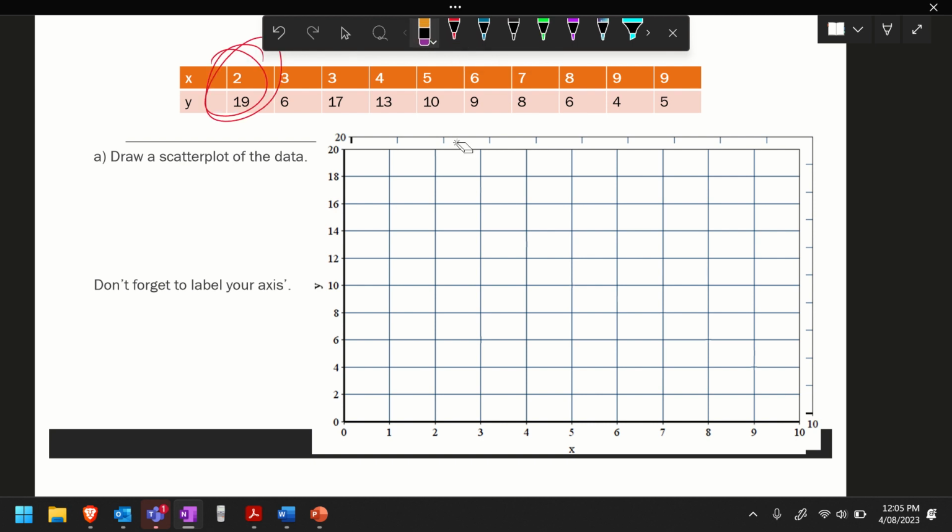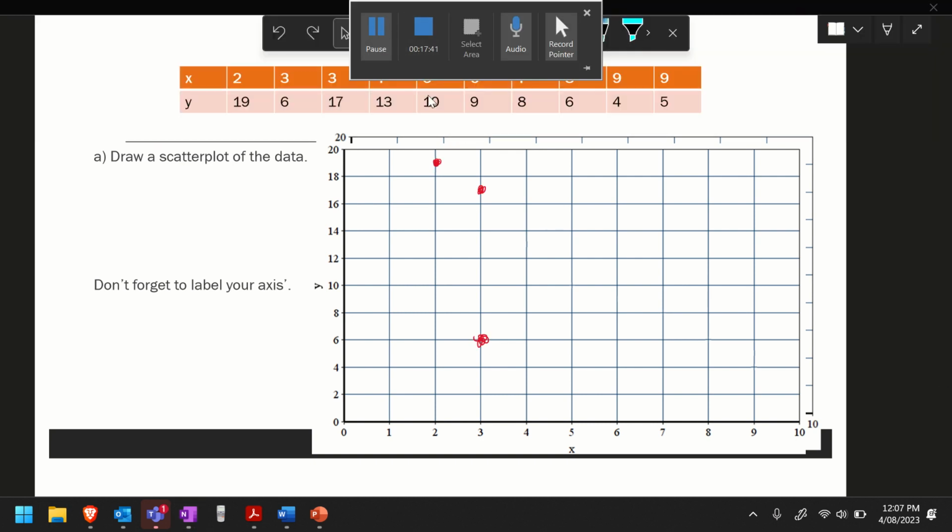So if you're trying to plot x 2 and y 19 on my graph, remember this is my x-axis, that's my y-axis. So if x was 2 and y is 19, I'd go 2 down here, and then on the y, 19 would be over here. That's the first one. Next one is 3, 6. So x on the 3, y on the 6 would be over here. Next one, 3, 17. So x on the 3, 17 on the y is about here. Okay, do we get it? Yeah. I'm going to let you guys do the rest. Keep going.